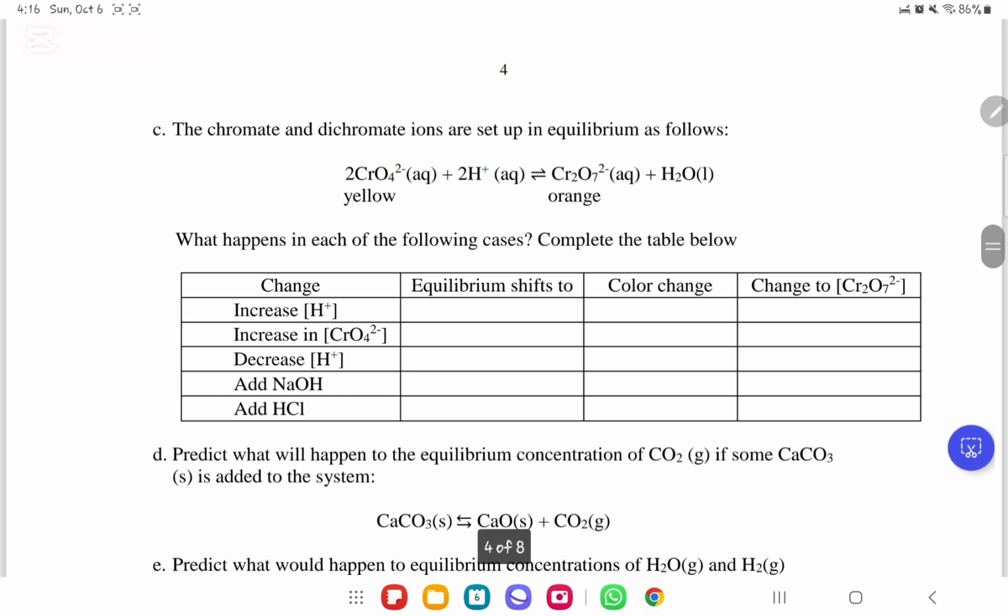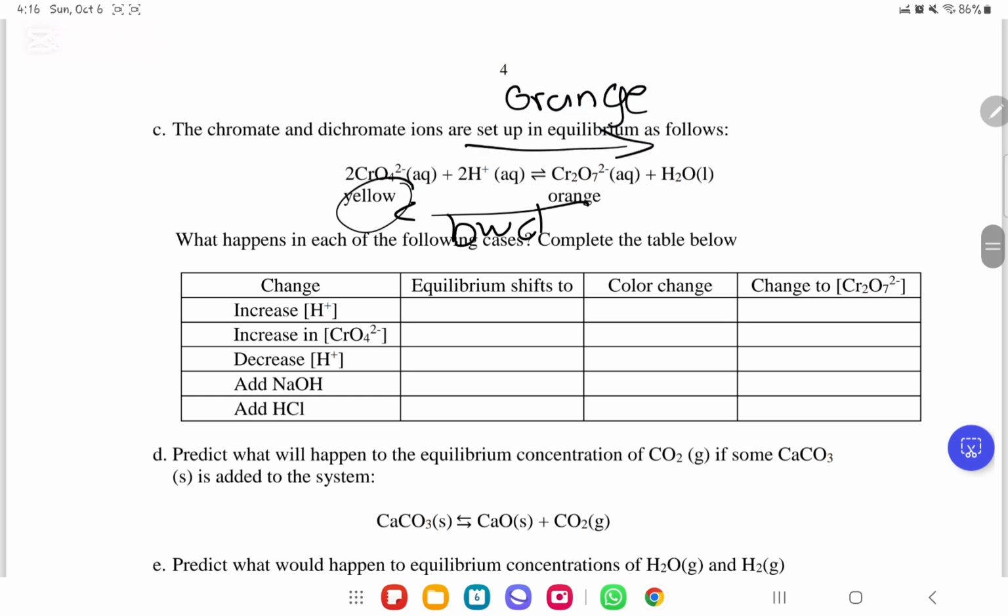Now, the chromate and dichromate ions are set up in equilibrium as follows. If it shifts backwards, the color will be yellow. If it shifts forwards, the color will be orange. So what happens in each of the following cases? If we increase the concentration of H+, let us do it with the 4 steps. First step, imposed change, which is the increase of concentration of H+.